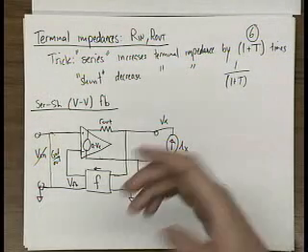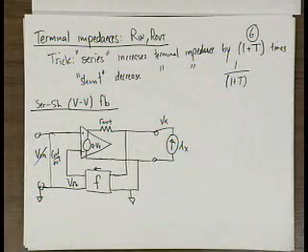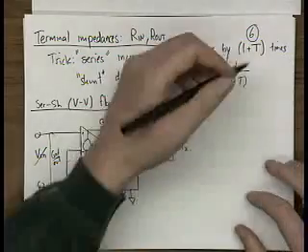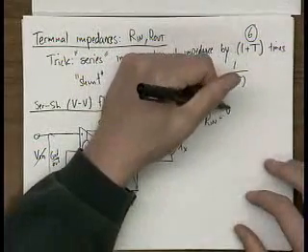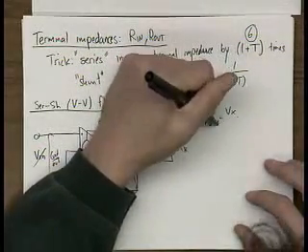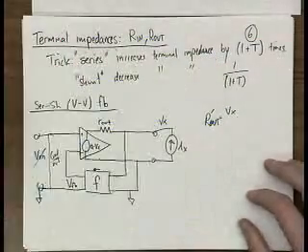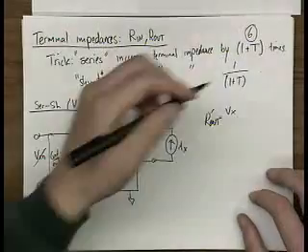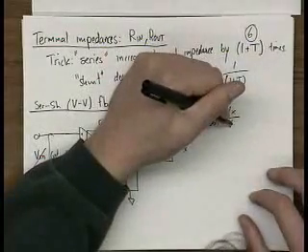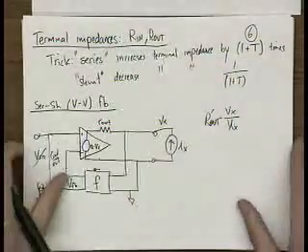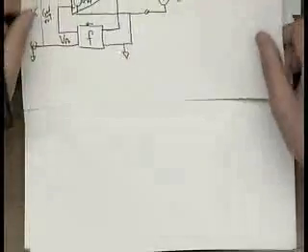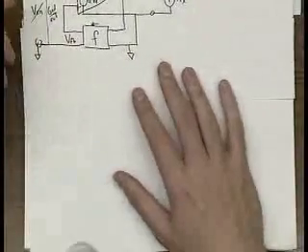Okay. So we do the basic technique to calculate R out, which is equal to VX over IX. I'll put a little dash there, R out prime, to indicate that it's a closed loop R out, equal to Vx over Ix. Okay? So now we start doing math.